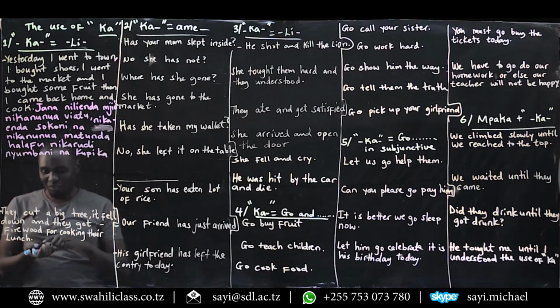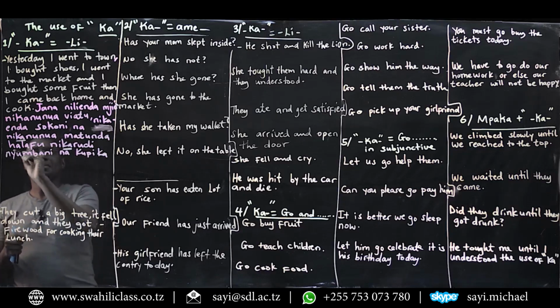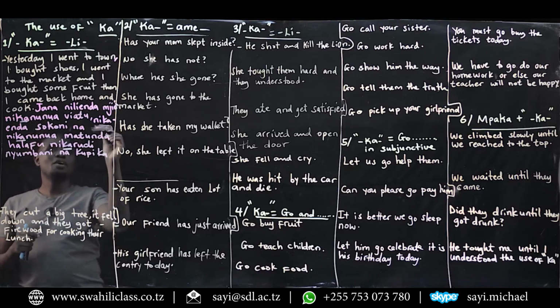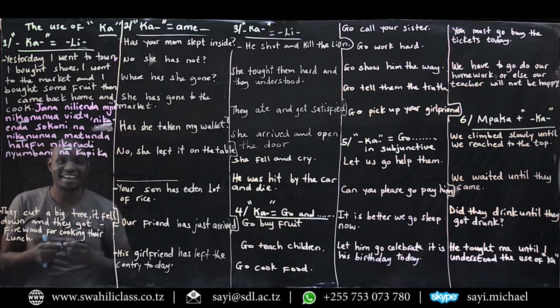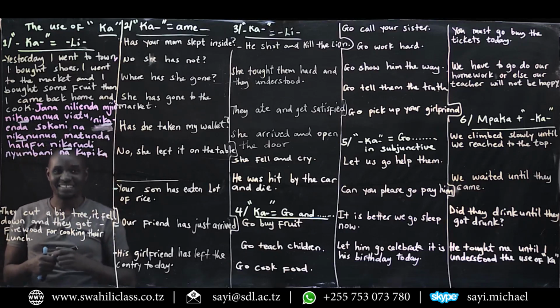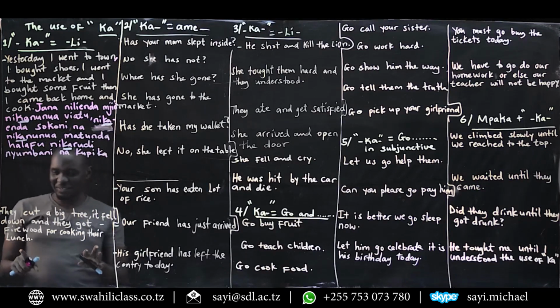So you have in this sentence a lot of ka. You have ka here. You see? Your tense ka is there, and your tense ka is there. See? So, let's see this example here.